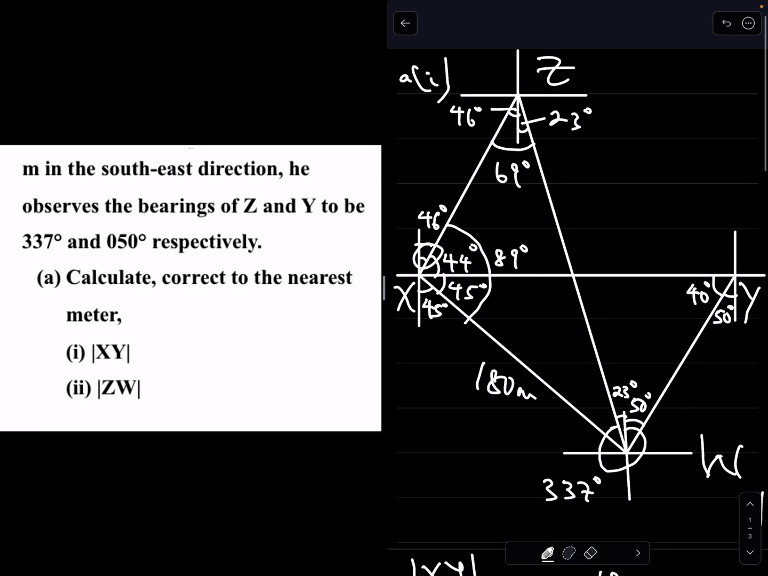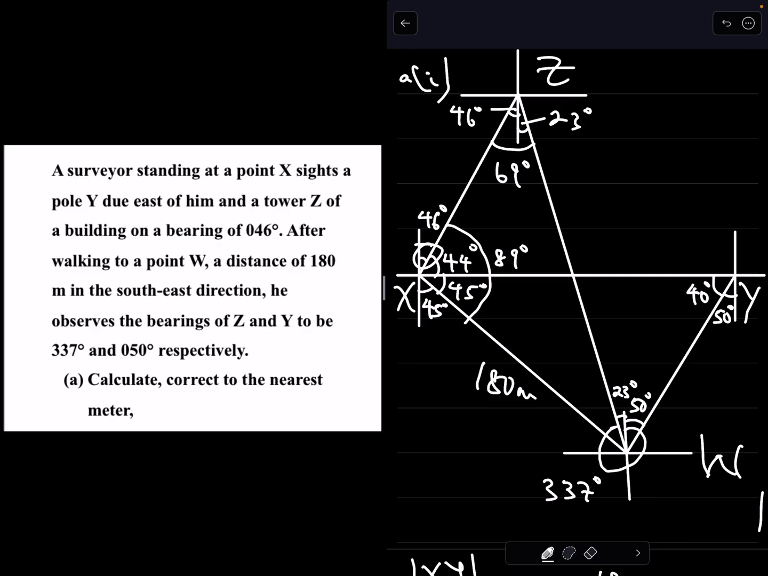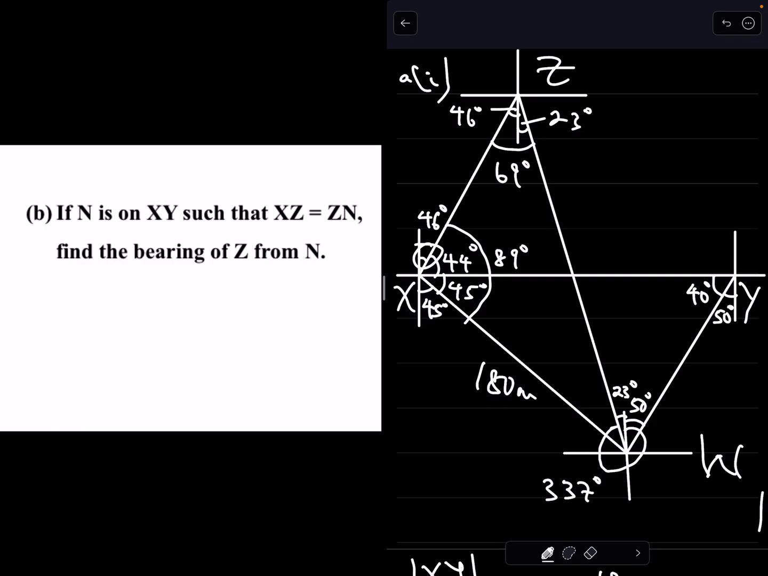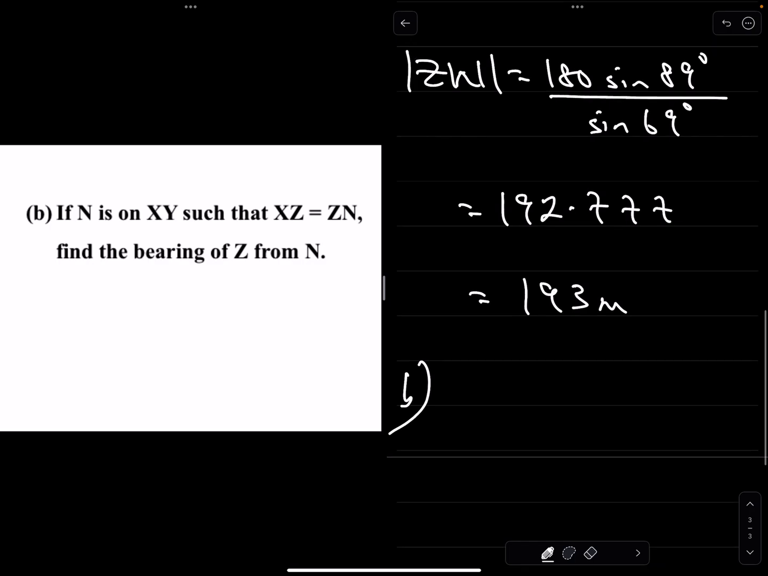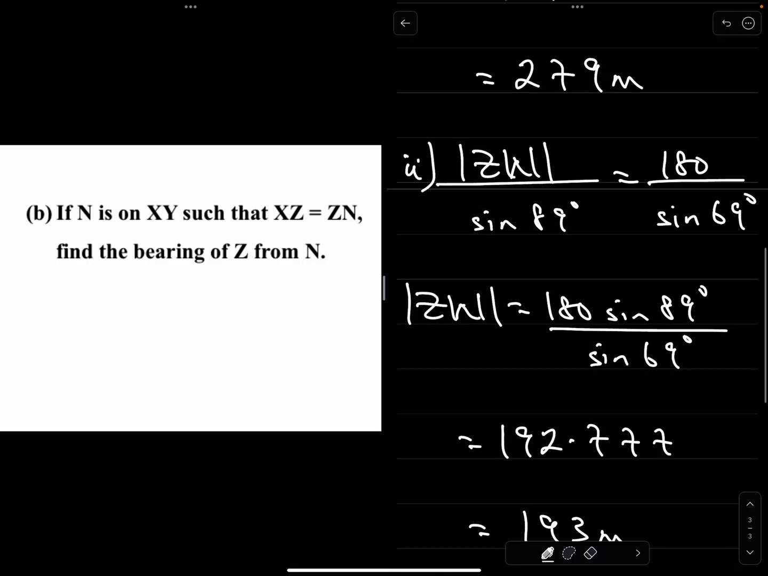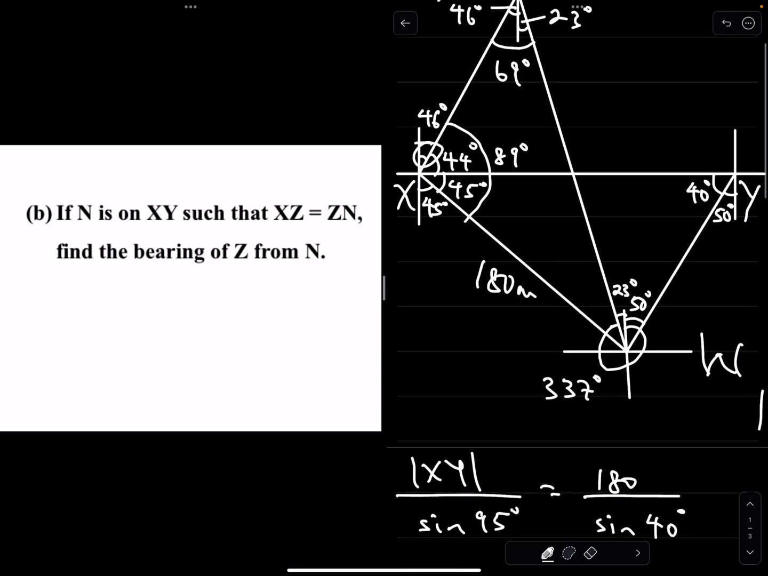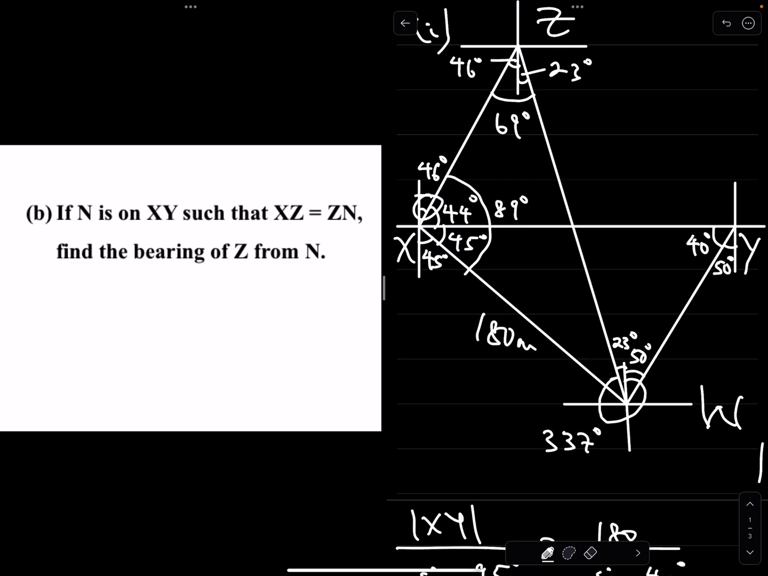So let's go to the second question. I'm trying to see to be sure I didn't make any mistake. Yes, okay. So let's go to the second question, question B. If point N is on the line XY, such that XZ is equal to ZN, find the bearing of Z from N. Let this be the point N.